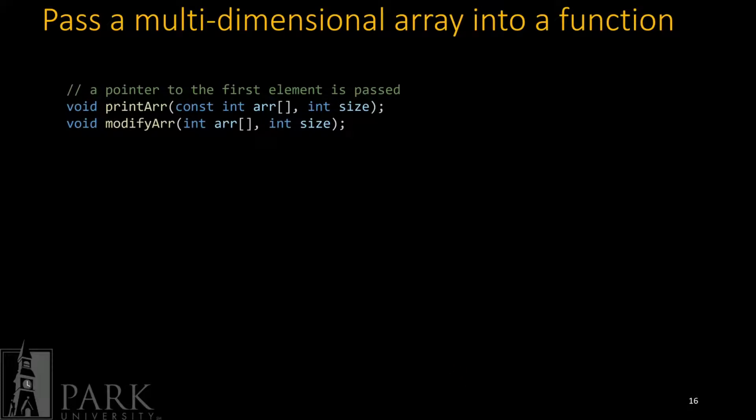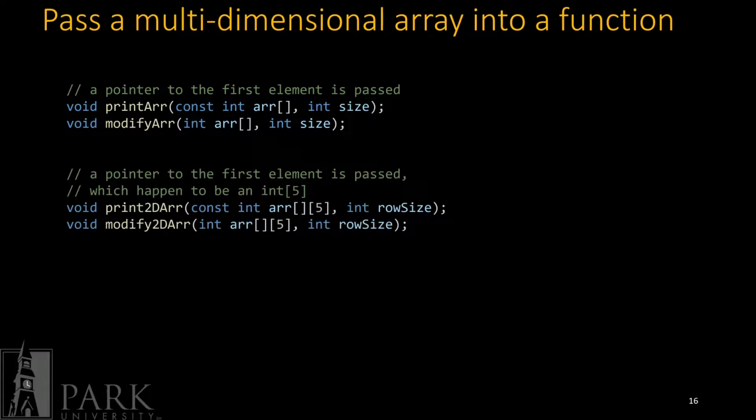You should always pass in a size parameter together with the array to tell the function how many elements the array actually holds. So you can see here our int size in both functions. Also remember that arrays are passed into functions by reference by default because a pointer to the first element is passed. Now this is how we pass a 2D array into a function.